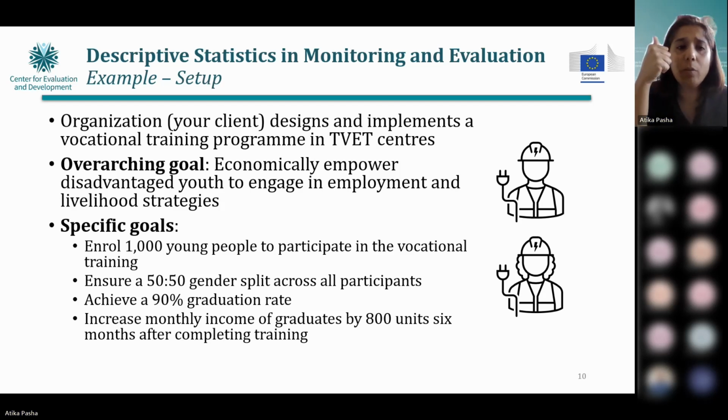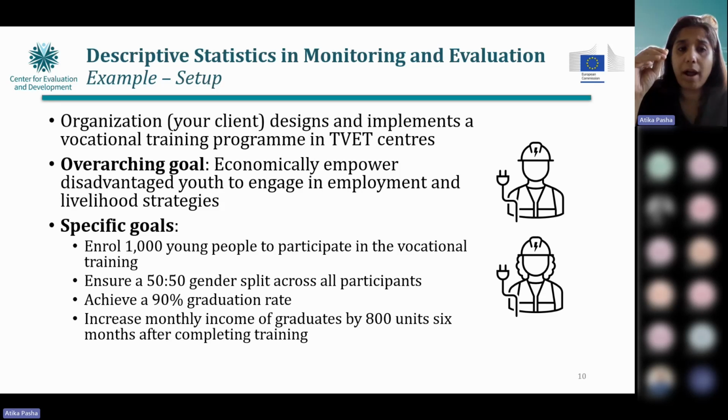First, we need to ensure that our program enrolls 1,000 young people to participate in the vocational training. A second goal is that there is an even gender split, so 50-50 across all participants, assuming 2 genders. Then there is a third specific goal, which is a graduation rate of at least 90%. So of 1,000 individuals, 900 should have graduated the program.